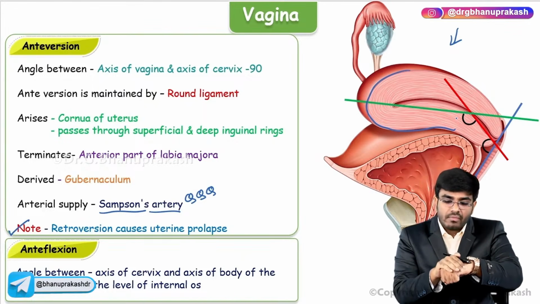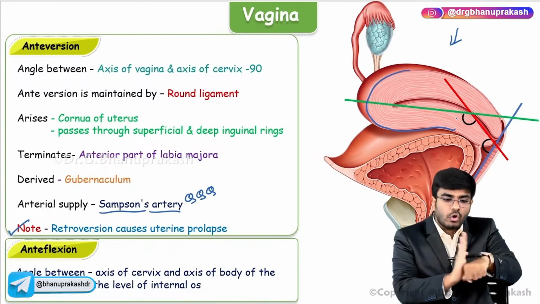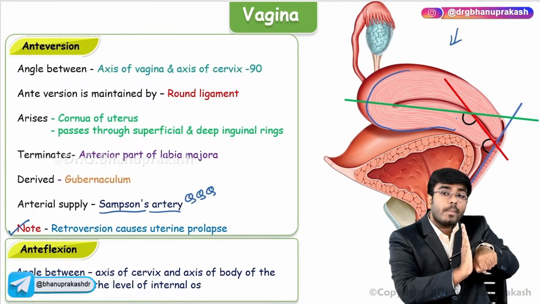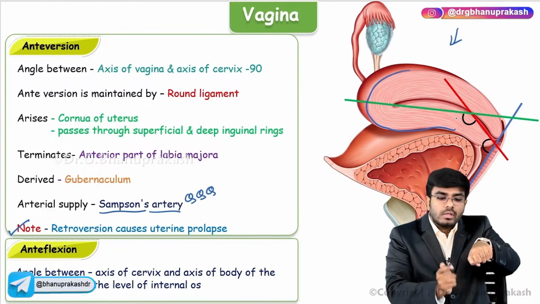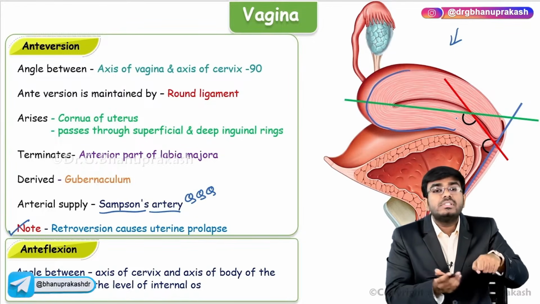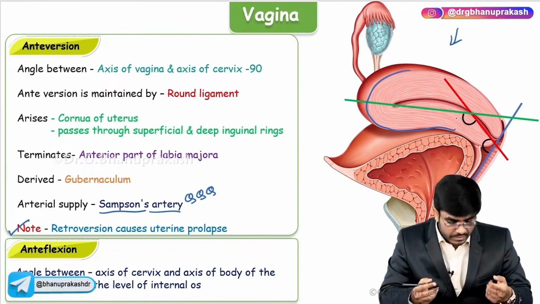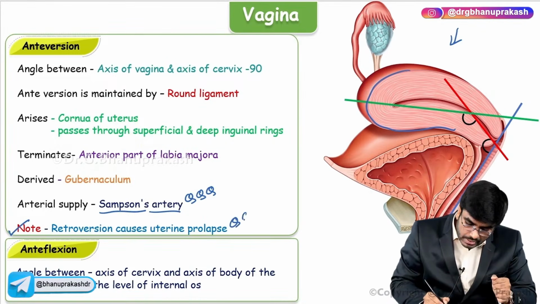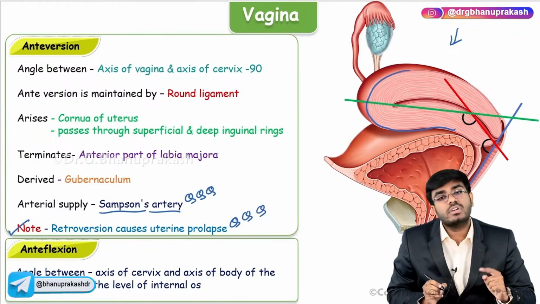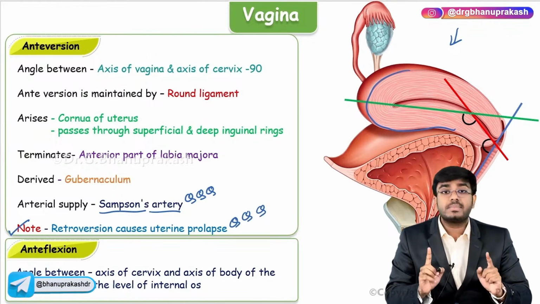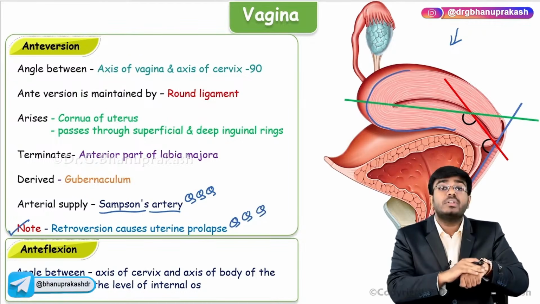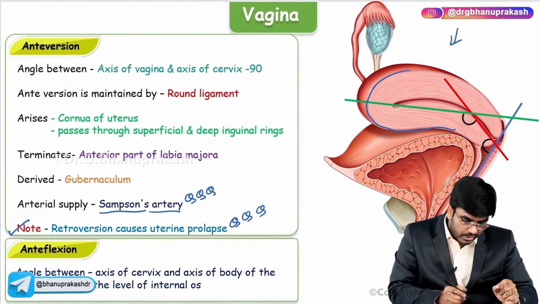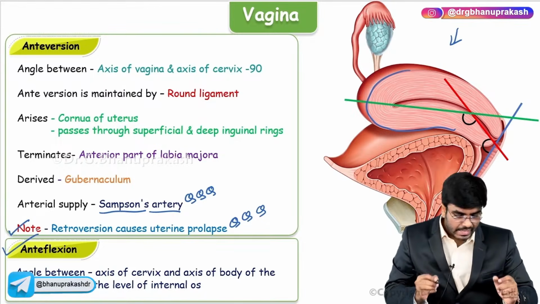So what happens? When the uterus is retroverted, there is no mechanical support. Now this uterus can fall down through the vagina. This is known as uterine prolapse. So retroversion will cause uterocervical prolapse. Important MCQ: the first step in uterine prolapse is retroversion. Very important. And we have already discussed anteflexion.